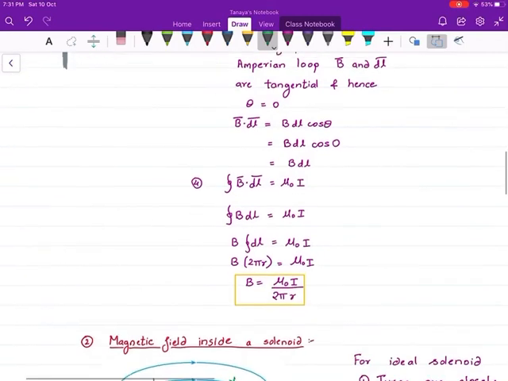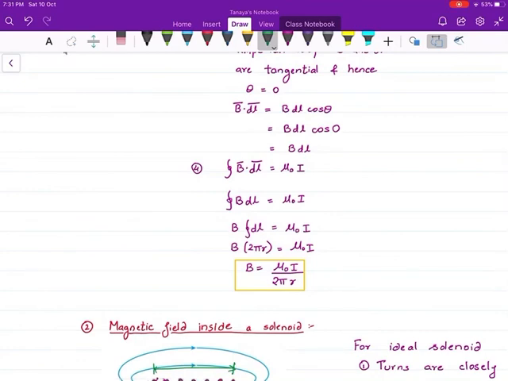Okay. Now let's use our Ampere's circuital law, or Ampere's law. What was that? Ampere's law is the closed integral of B bar dot dl bar equal to mu naught I, where I is the current enclosed by the loop, is it not? So I will get the closed integral of B bar dot dl, which was just B dl. So B dl is equal to mu naught I.